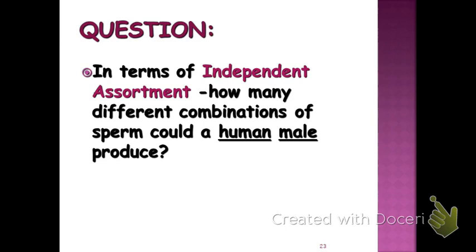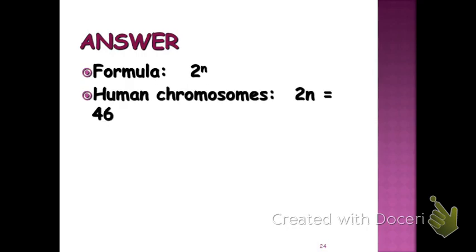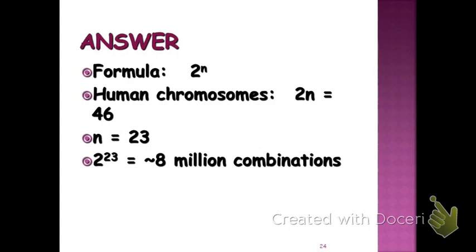If we wanted to know how many combinations of sperm a human male could produce, we would simply say 2 to the power of n. We know that n is going to be 23, so 2 to the 23rd is approximately 8 million different combinations that can be created, simply due to independent assortment.